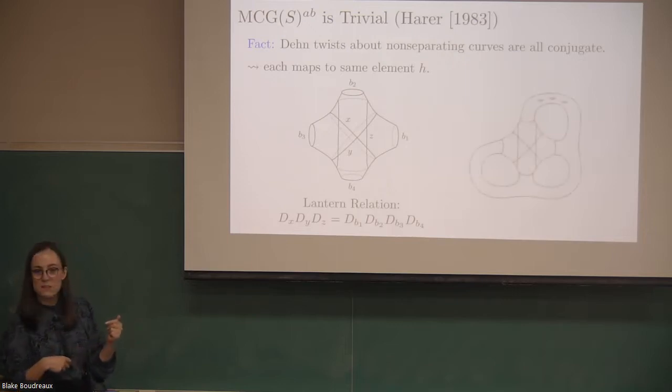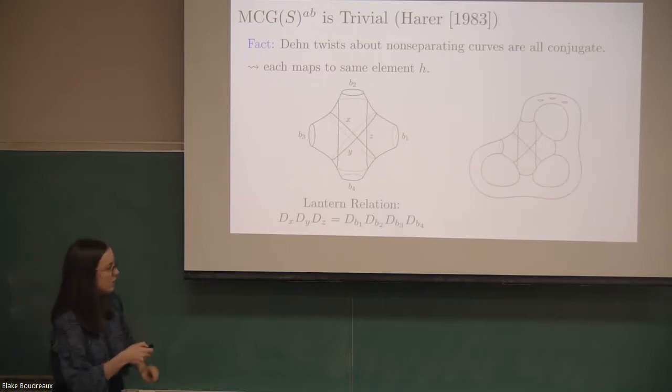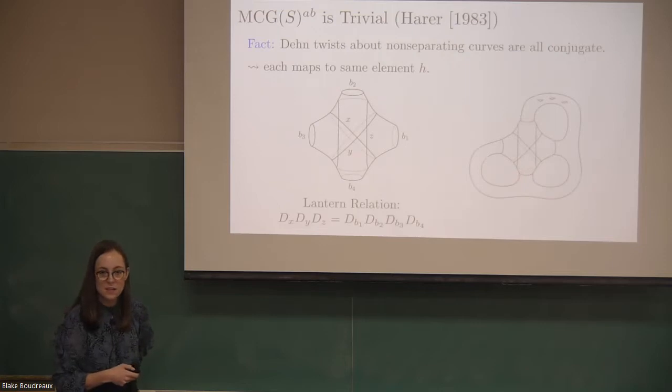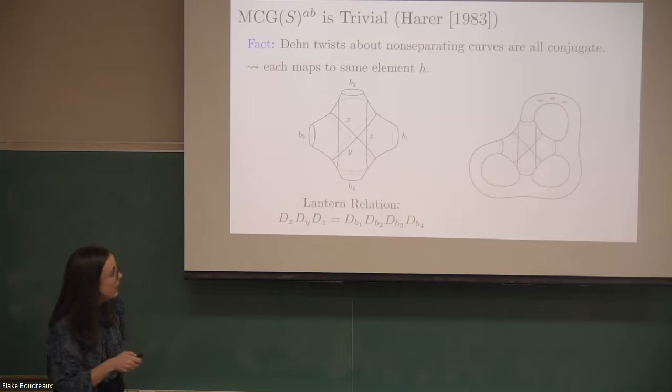If I take a surface of genus at least 3, I'm always able to embed this lantern so that each of the curves in this lantern are non-separating curves. So the boundary curves are really easy to see that they're non-separating. But for instance, this curve Z here is a little bit harder to see, but trust me, that's still a non-separating curve.